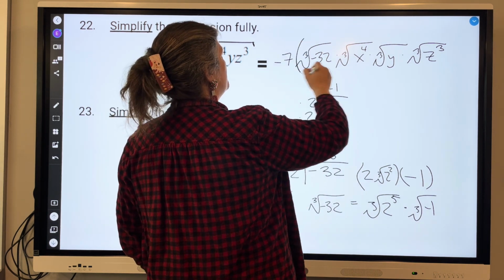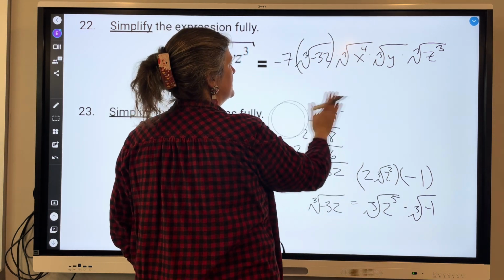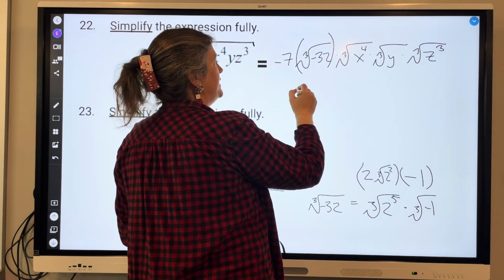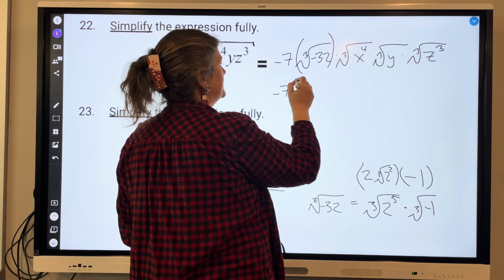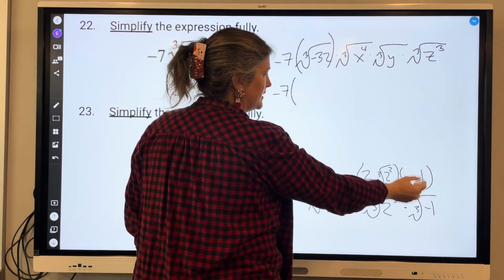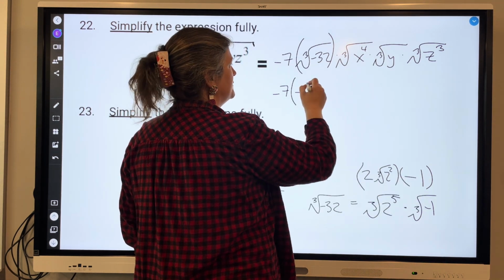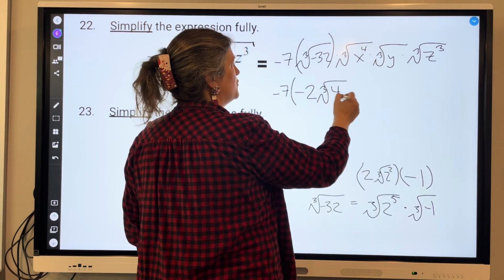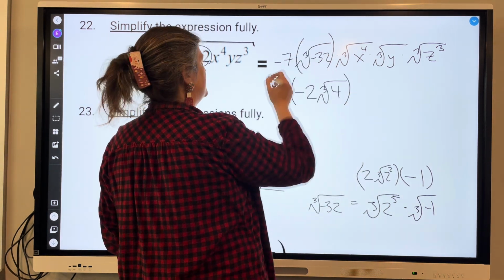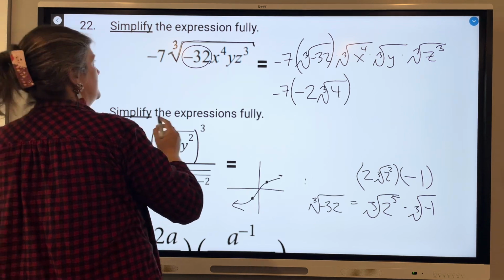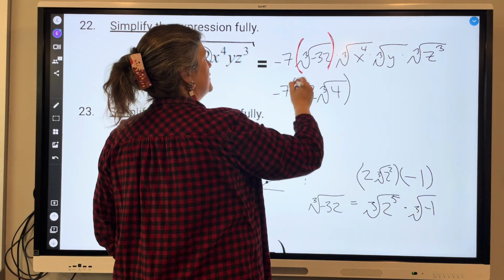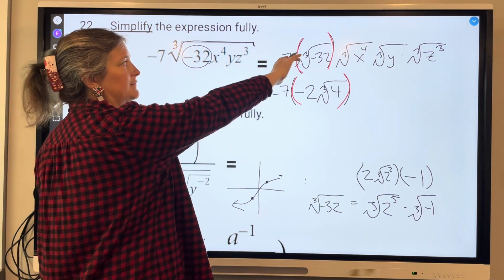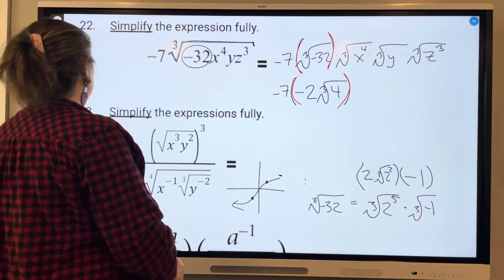So when I replace this piece right here, I have negative 7, I get the negative 1 times the 2 and the cube root of 4. That is what's here. Let me color code that for you. So this whole expression became this expression. That is fully simplified for cube root of negative 32.